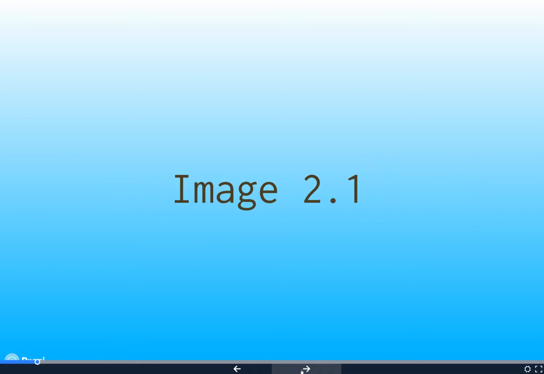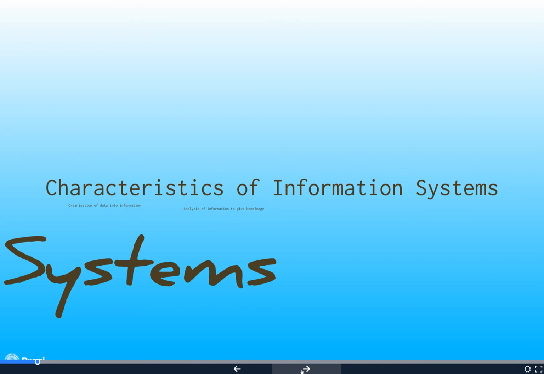And it says the relationship between the elements of an information system is described in this figure. The links between the elements are represented using arrows. Information systems are created for a purpose and operate in a particular environment. So that's pretty straightforward.